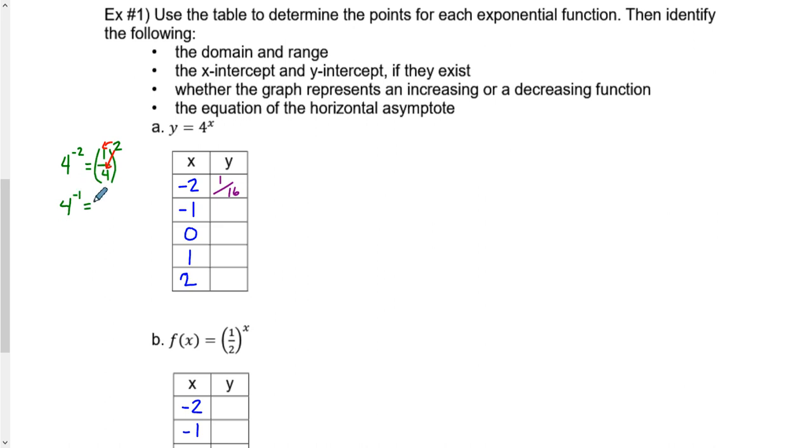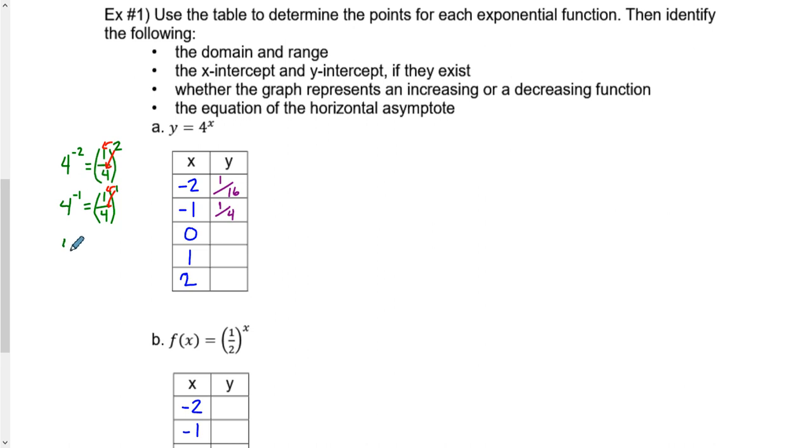Just the same. The negative just flips our base to be 1/4. Now it would be raised to the power of 1, and we distribute that 1 exponent onto the numerator and to the denominator. But it really doesn't change anything because 1 to the power of 1 is 1, and 4 to the power of 1 is 4.